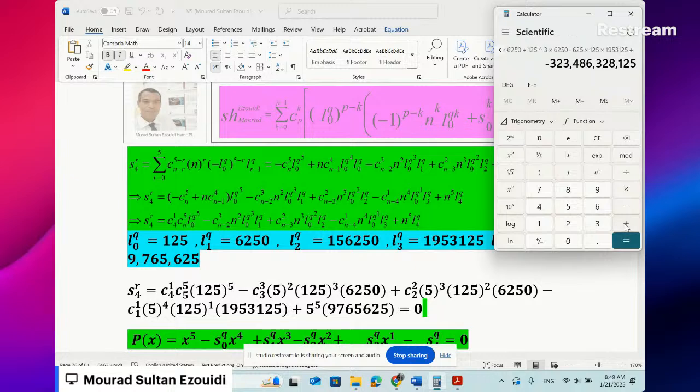Plus 5 raised to the power 5, multiplied by 9,765,625. So this one has to be equal to.